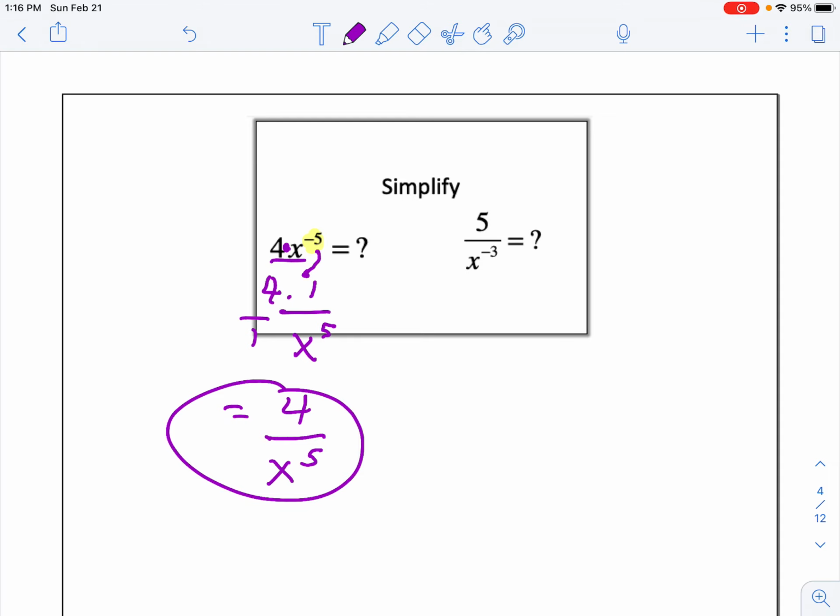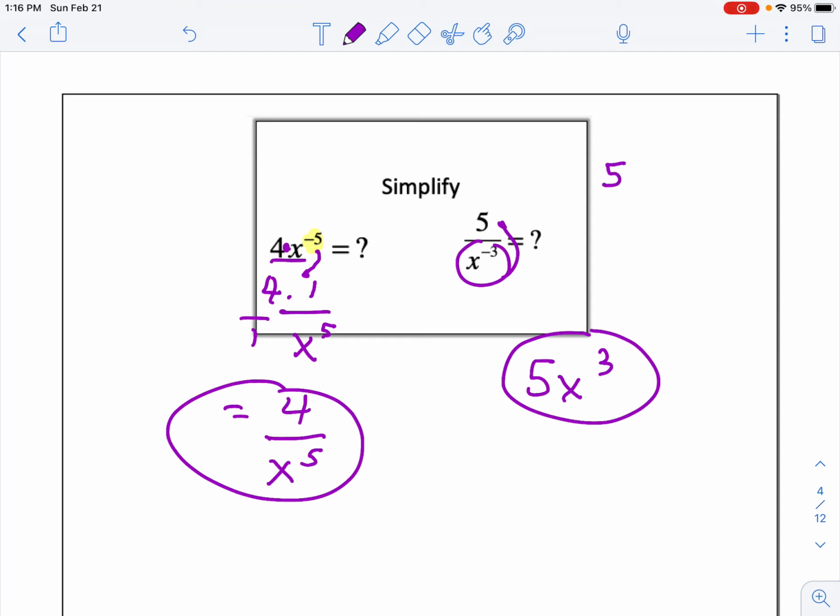So using that same strategy, this is going to come up top. And so our answer is going to be 5x to the positive 3. And again, you could put over 1, but we don't need that. So that is our answer. And we showed you originally why that works.